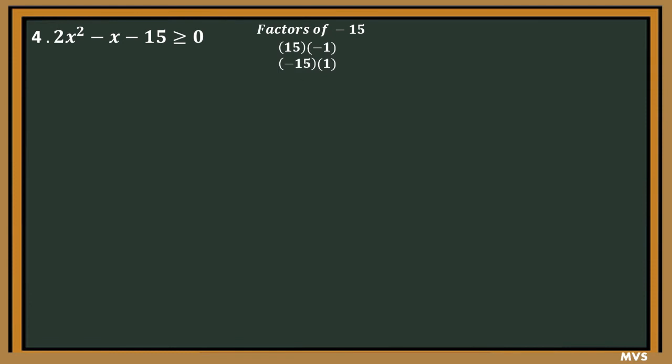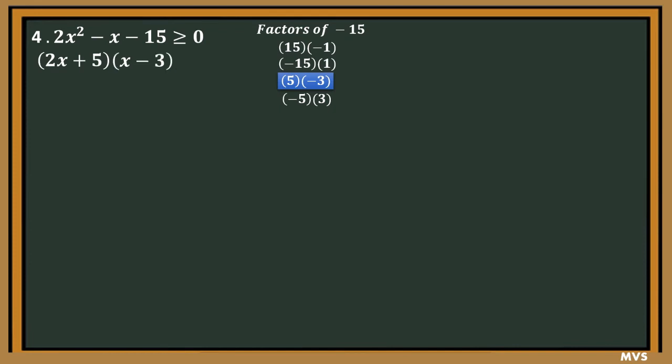-15 times 1, 5 times -3, and -5 times 3. So you can use any from these factors of -15. I'm going to use 5 times -3. So let us factor now: 2x plus 5 and x minus 3.